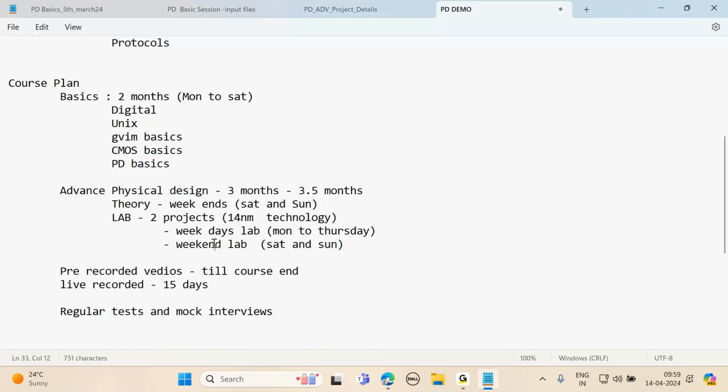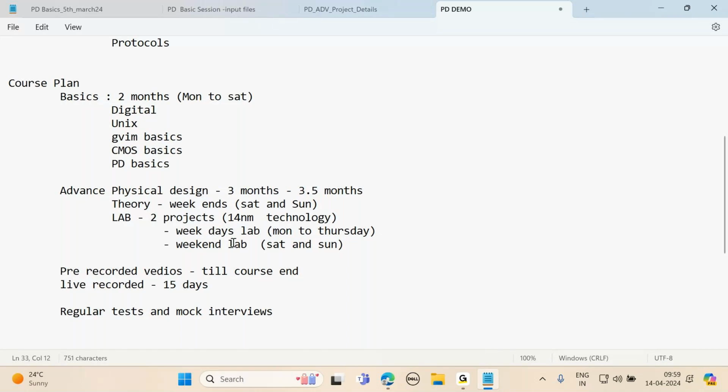See, the duration for lab is 3 hours. It will generally be in the morning, from 9:30 to 12:30 on weekdays. Sometimes it may be from 2 to 5 in the afternoon, but 2 to 5 has very little chance. Generally it will be from 9:30 to 12:30 in the morning.